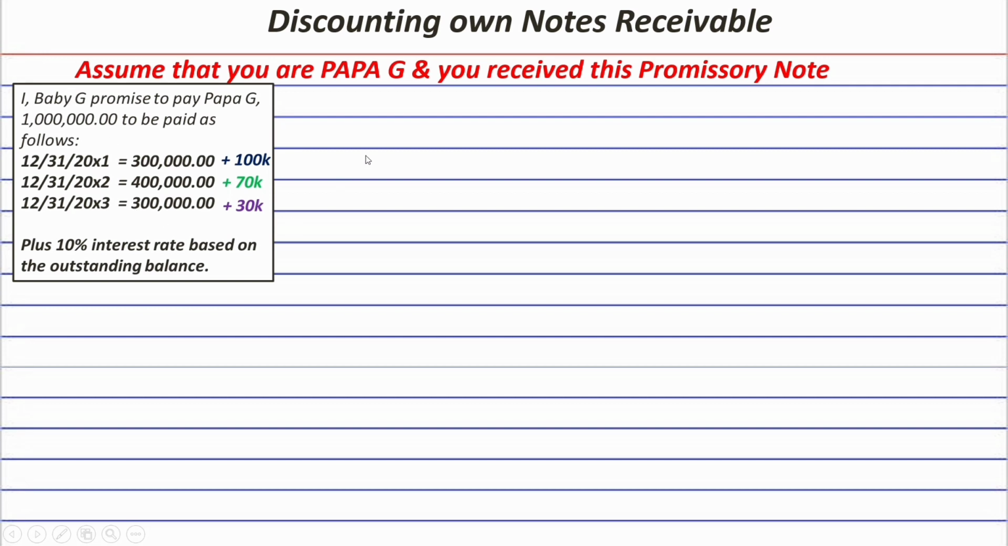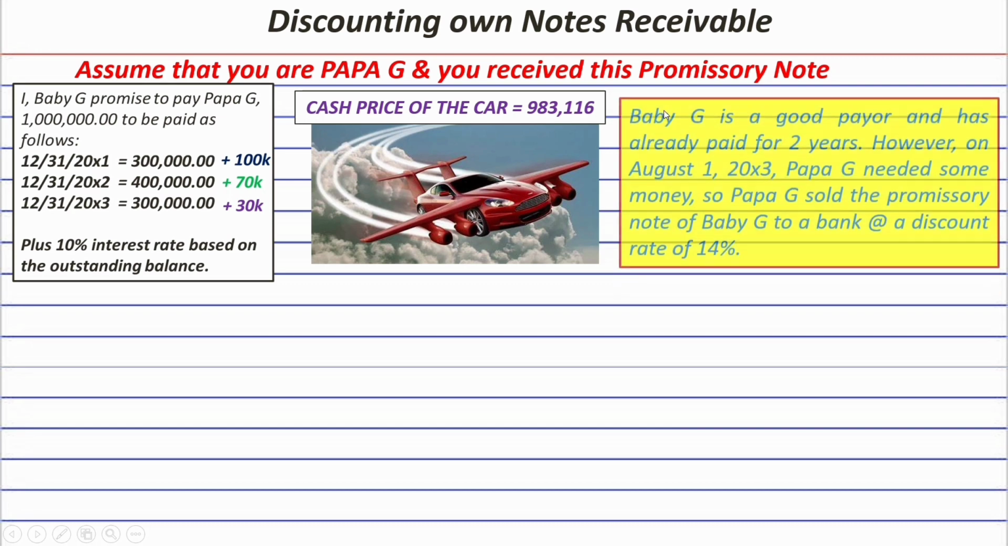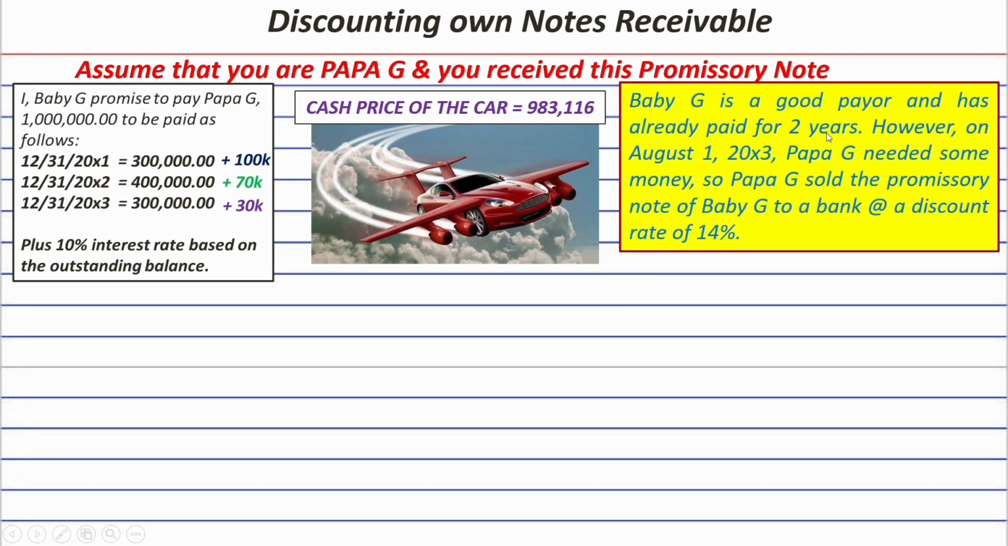Now, continuing the illustration, as if you sold this flying car to Baby G, which is why Baby G executed this promissory note. Now, aside from that, there is actually a cash price for this flying car, which is 983,116. Now, Baby G obviously did not choose to pay or buy this car using cash. That is why there is this promissory note. Okay? Now, Baby G is a good payer and has already paid for 2 years.